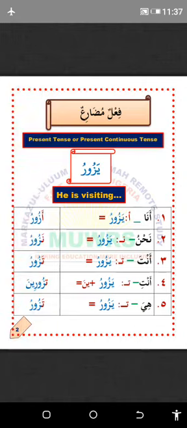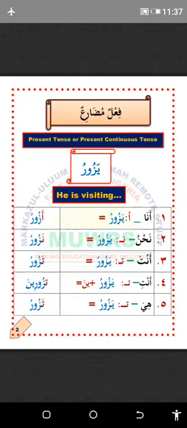The question is, how do we change the verb yazuru to suit the pronouns below? Yazuru simply means he is visiting. He in Arabic is huwa, which is the opposite of hiya, she. So how do we now change the verb yazuru to suit the following pronouns?